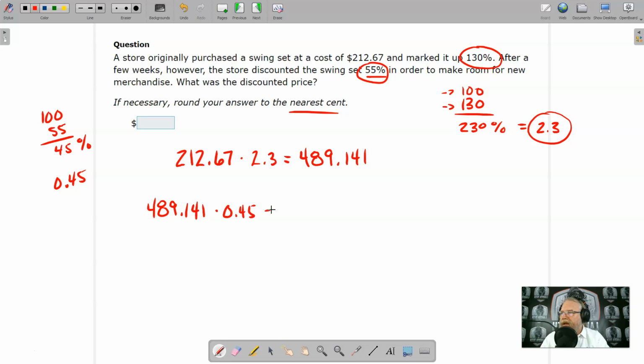I've already got this value in my calculator, so I'm just going to put times 0.45, and that's going to give me a value of 220.11345. Now round it to the nearest cent, which is here at the hundredths place. Look to the right, 4 or less, let it rest, so the 1 is going to remain a 1. So I'm at 220.11. So he ends up paying $220.11. That is the discounted price.